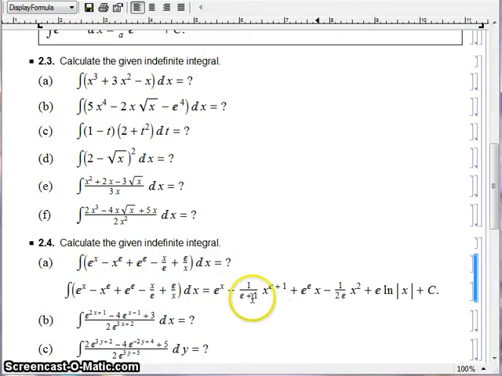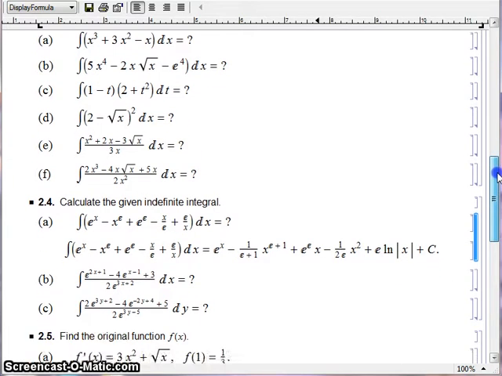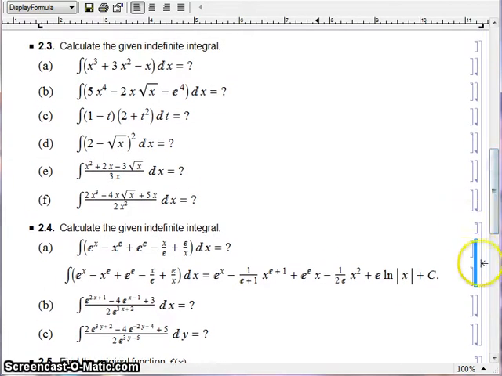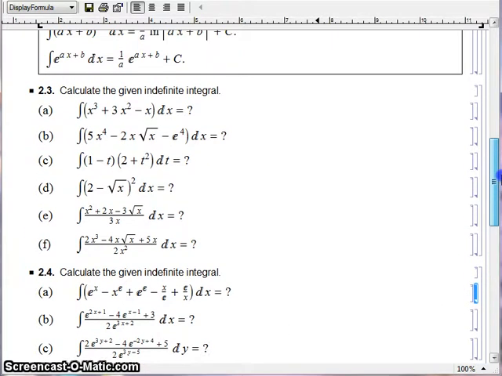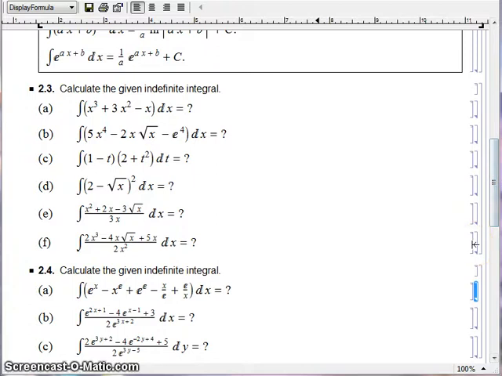Exponential, power function, constant times x. First power function became second power function. Reciprocal became logarithmic. Okay, the first problem was just more confusing than theoretical. So let's go ahead to the second problem.